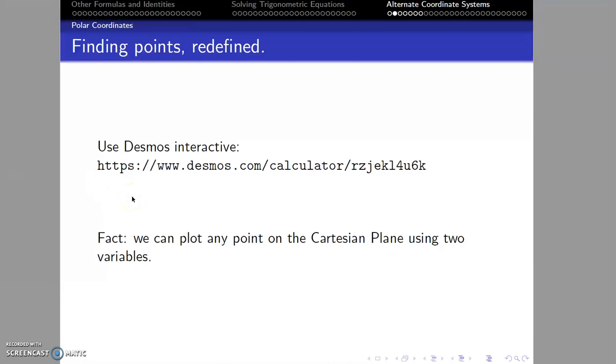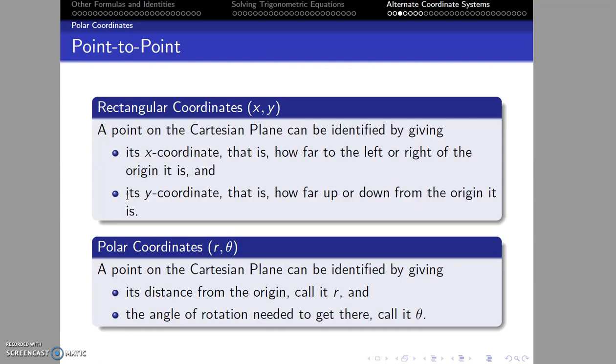And so the variables we could use now, instead of x, y, we could use r and theta, where r is the distance from the origin and theta is your angle of rotation. And that would pick up every single x, y point. And so that's what we're going to do now. Whereas before, a point needed two variables, x, how far to the left or right, y, how far up and down. Now we can do it with r, distance from the origin, and theta, angle of rotation. That will get us every single point.